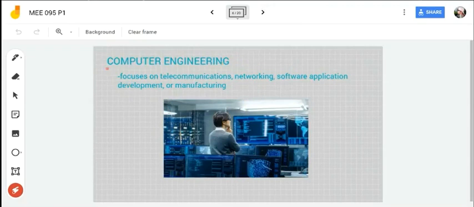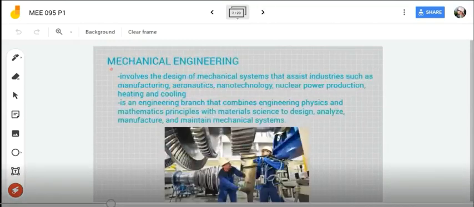So another branch or another type is what we call the computer engineering. When we say computer engineering, this is the branch of engineering that focuses on telecommunication, networking, software application, development, or manufacturing. So when we say it is focused on telecommunication, networking, and software application, then we can say that this is computer engineering. And then next is what we call the mechanical engineering.